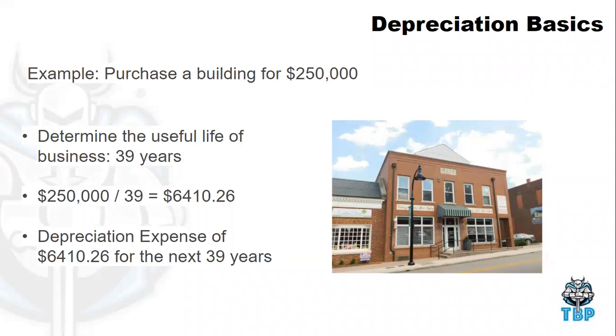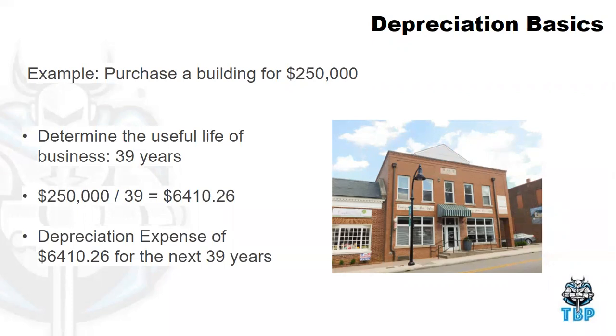Once again, you're going to determine the useful life. And if you look this up on irs.gov, commercial property useful life is 39 years. So a simplified straight line depreciation method is $250,000 divided by 39. You're essentially going to take $6,410.26 over the next 39 years. Another example of how depreciation works.